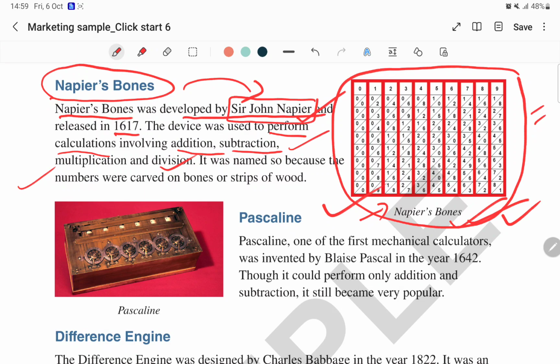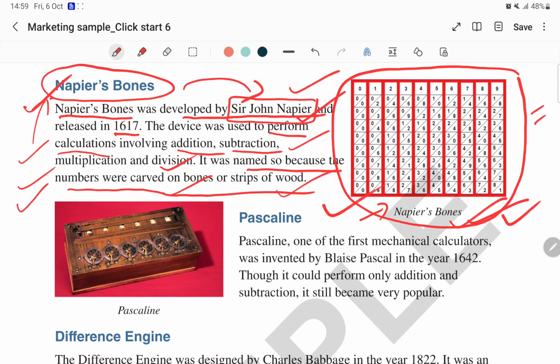It is also said there is another story behind the name of this particular calculating device. It is not only limited to the name of the developer, but one more story is that the name came because the numbers were carved on bones or strips of wood. Why do we say Napier's bone? Because the numbers were carved on bones. It was like wood or bone, and the surname Napier gives Napier's bones. The numbers were carved on the bones, or it was like strips of wood.